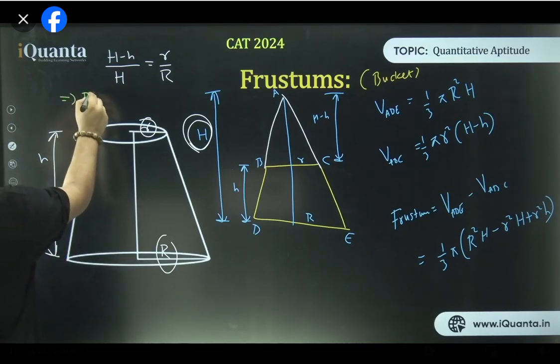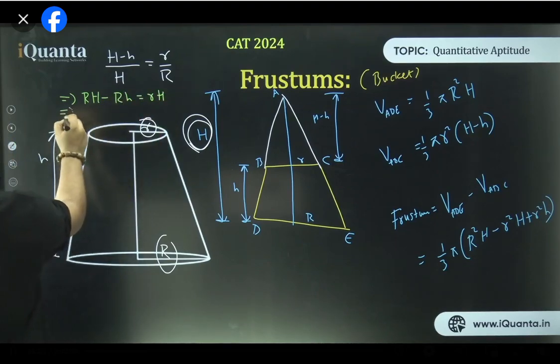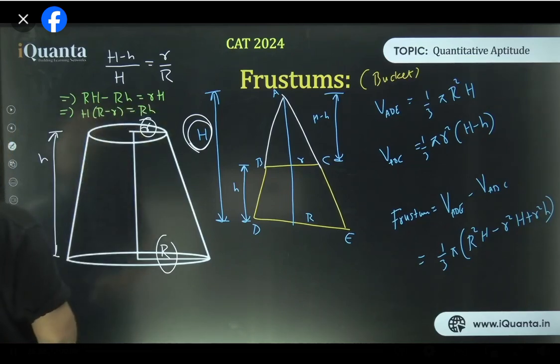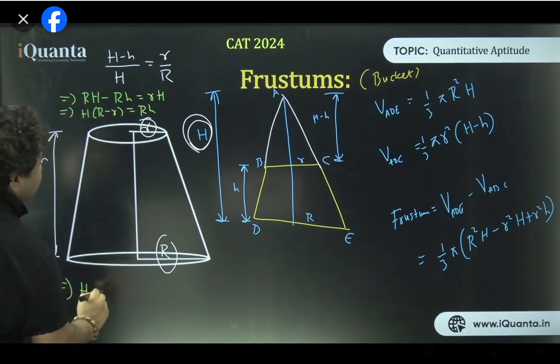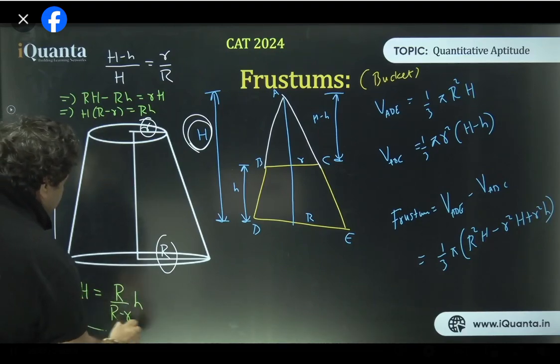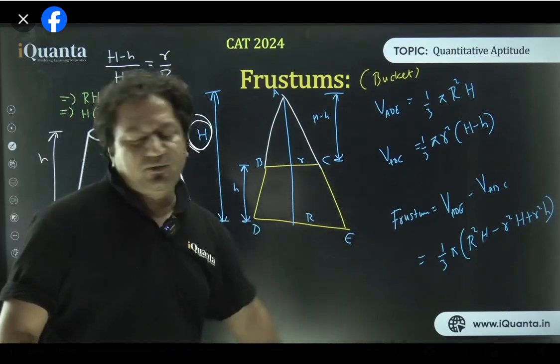Cross multiplying, R times H minus R times small h is equal to small r times capital H. हमें H को represent करना है. So let's send H over here. We have R minus small r times capital H is equal to R times small h, which means capital H is equal to R times small h upon R minus small r. Is that clear, everyone? We can put this value in this formula and get the answer.